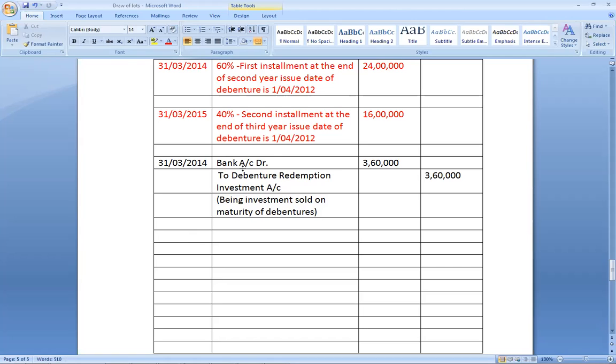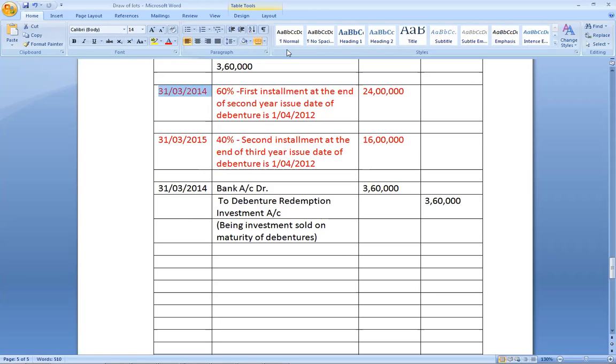So we have made an investment and sold the investment. Now we will pass the entry of due. Our amount is due on 31st March 2014. Okay. First installment due. Second installment due. So we will pass the entry of the first installment, 31st March 2014.